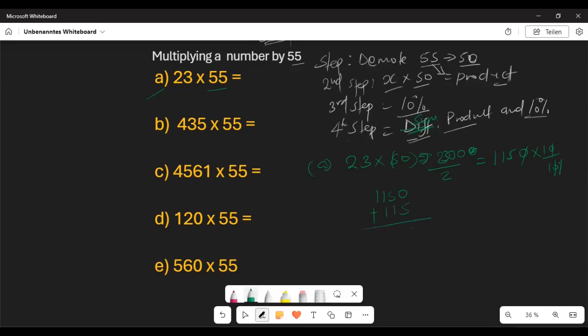So in that case, we have 5, we have 6, we have 2, we have 1. So in that case, we have 1,265 as our answer. Okay, so that one was that simple.